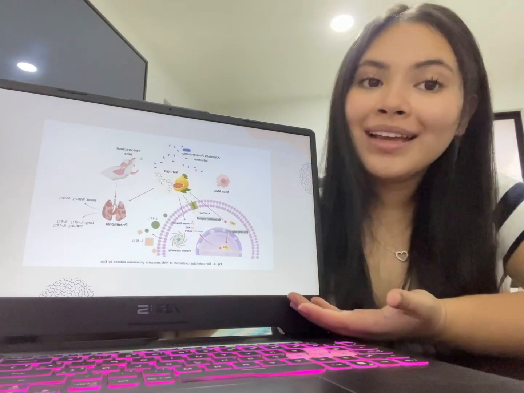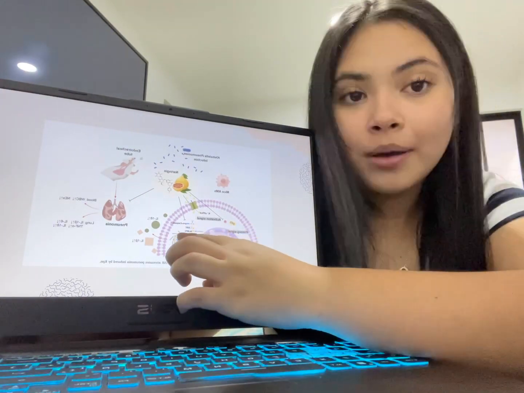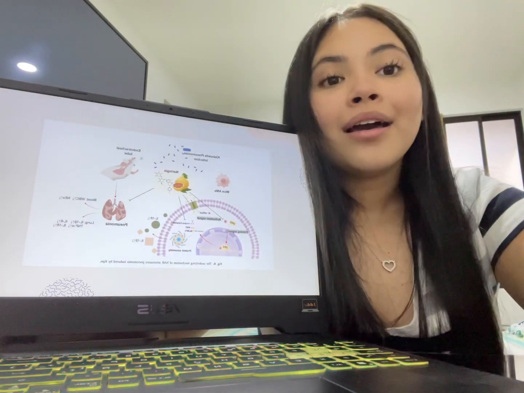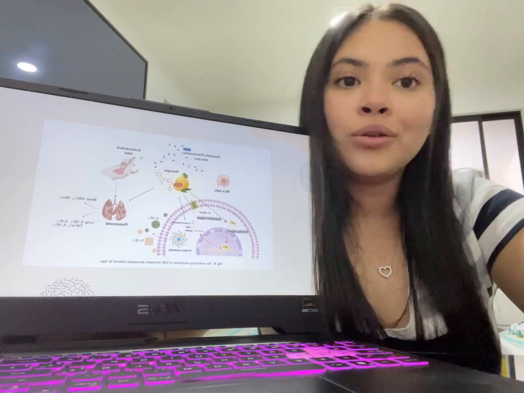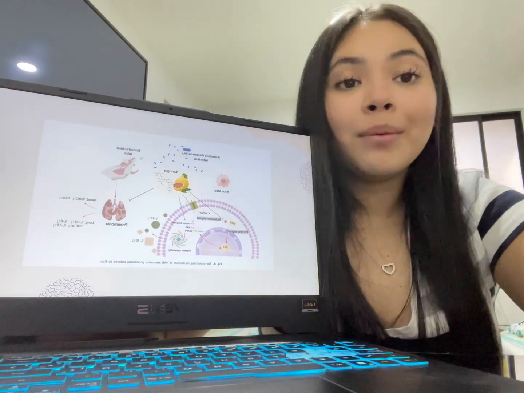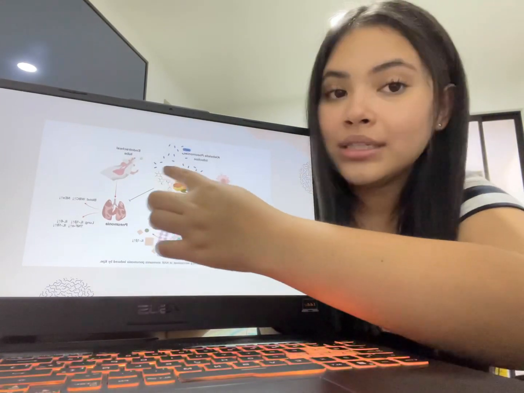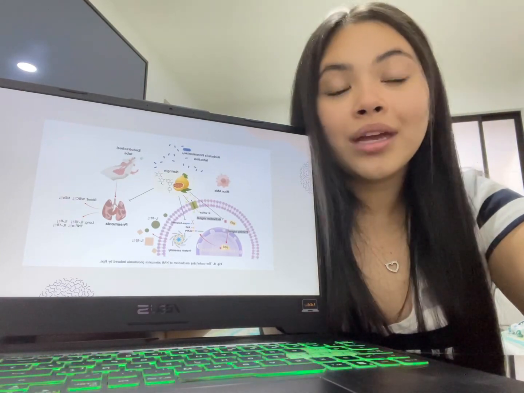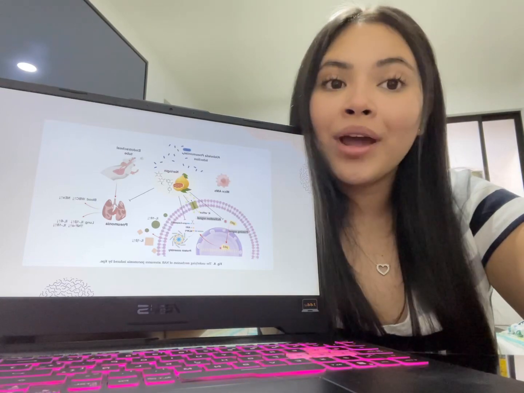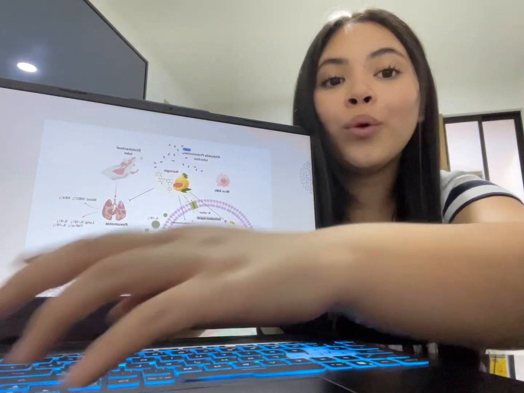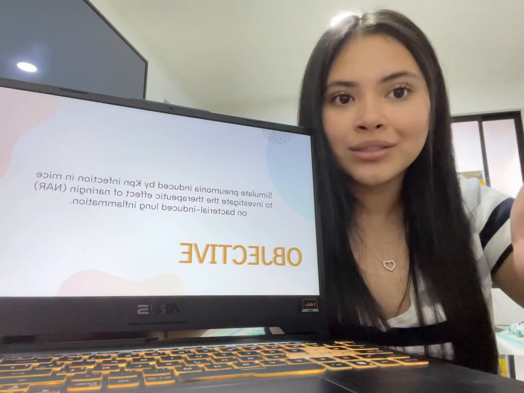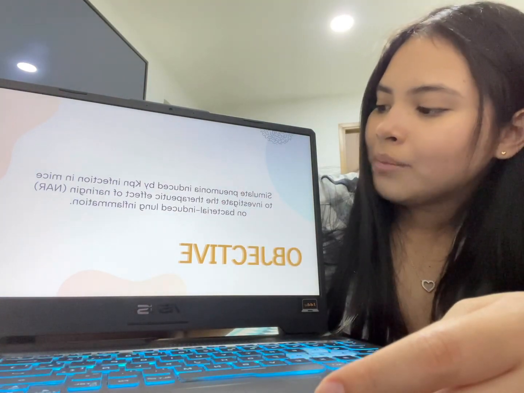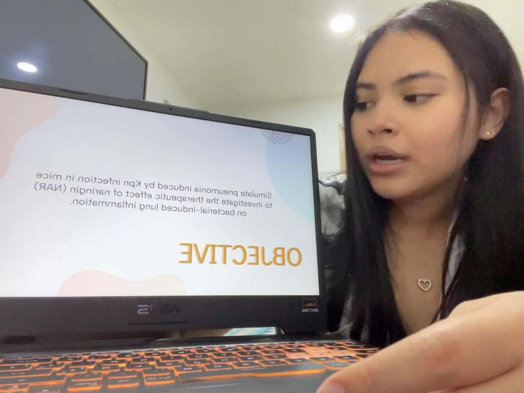This graph highlights the significance of the NLRP3 inflammasome and naringin. The NLRP3 inflammasome, found in cells of the innate immune system, can activate inflammatory cytokines, and naringin, derived from Exocarpium Citri Grandis, exhibits anti-inflammatory properties, suppressing airway inflammation and neutrophil infiltration. Which brings us to the main objective of this article: to simulate pneumonia induced by KPN infection in mice to investigate the therapeutic effect of naringin on bacteria-induced lung inflammation.